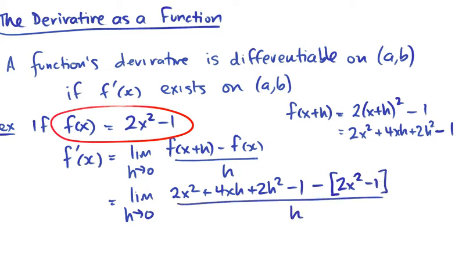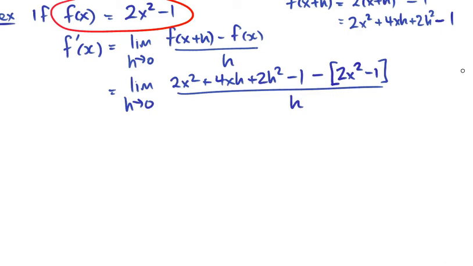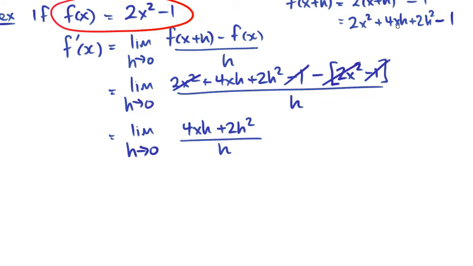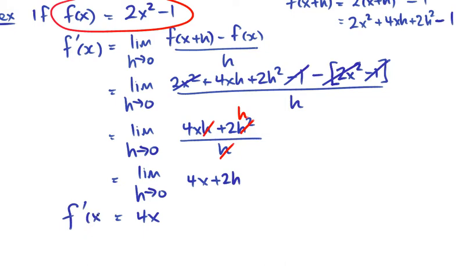Then I can take the limit as h goes to 0 of 2x squared plus 4xh plus 2h squared minus 1 minus f of x, which is 2x squared minus 1, all divided by h. So this is using the definition of a derivative. And so I get 2x squared, take away 2x squared, minus 1 minus minus 1, which is plus 1. I get 4xh plus 2h squared over h. And as we've seen in the past, the h's cancel. And I have the limit as h goes to 0 of 4x plus 2h. Applying the limit gives me 4x. So the derivative of our function is always 4 times x.